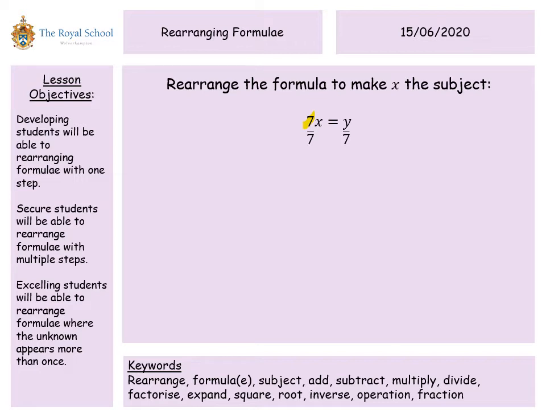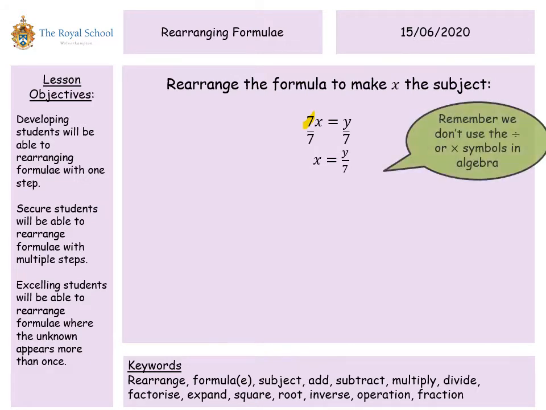So let's divide both sides by 7, and then 7x divided by 7 will just give us 1x, and y divided by 7, well, actually we're going to need to leave that as a fraction here. Remember, we don't like to write that divide sign or the times sign in algebra. So the 7x, remember, meant 7 times by x, and y over 7 means y divided by 7. So try and leave things as fractions where possible.